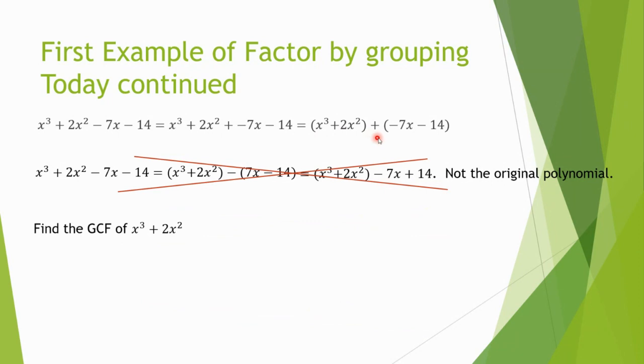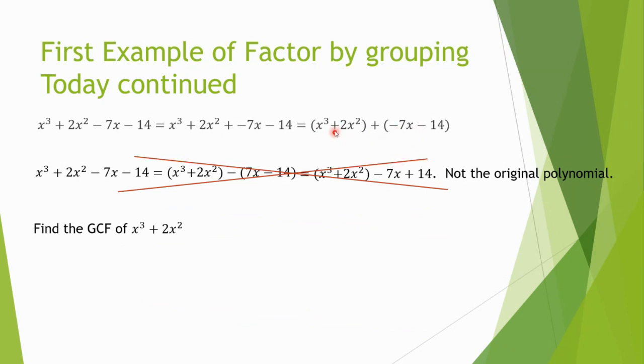So anyway, we have this polynomial up here. What we're going to do is factor each of these two groups individually.